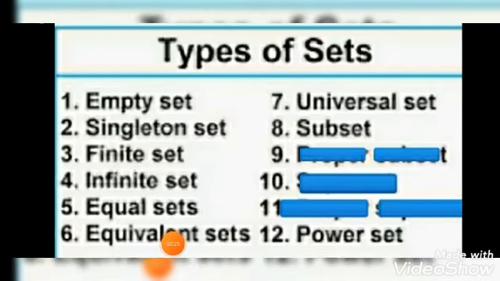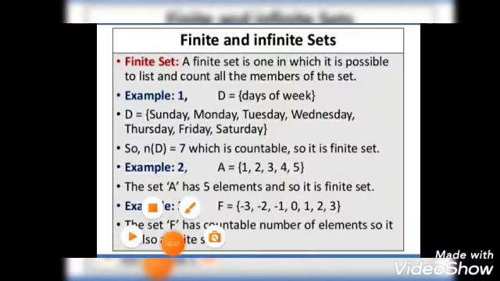Next, finite set. See here, finite set. Definition: a finite set is one in which it is possible to list and count all the members of the set.